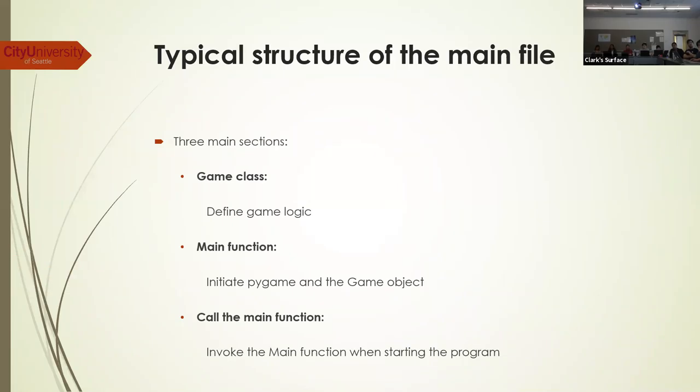And when you execute the game or the program, it will invoke the main file of the program. Basically, the file has three sections. The first section is the game class, where you define your game logic. The second section is the main function to initialize the game object and also the Pygame object. The Pygame object needs to be initialized before you use it. And the last section is where you call the main function. The main function cannot be called by itself. You need a special block of code to call the main function. So let me quickly show you the main file.